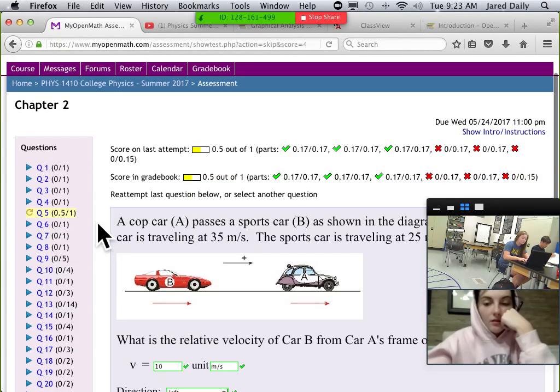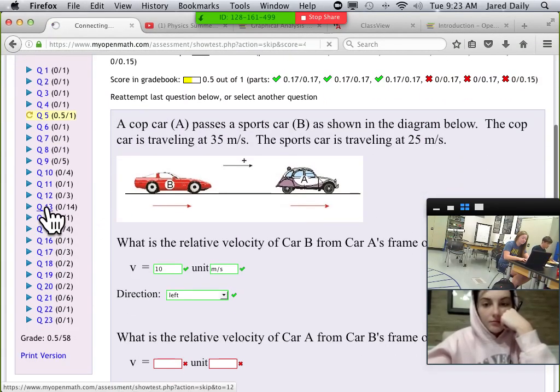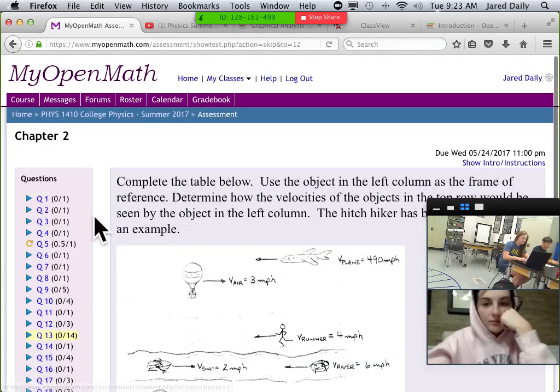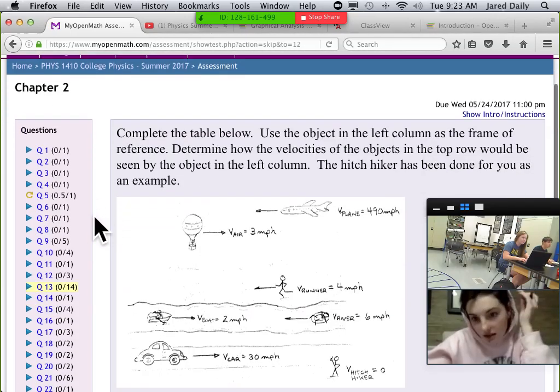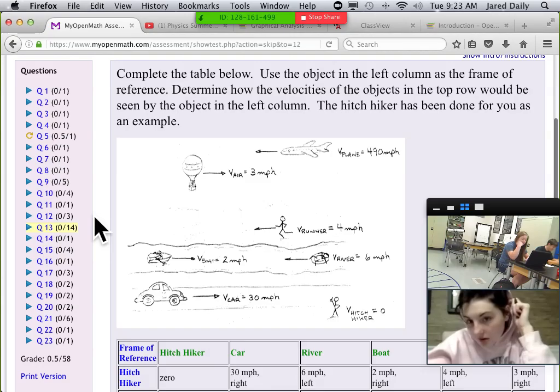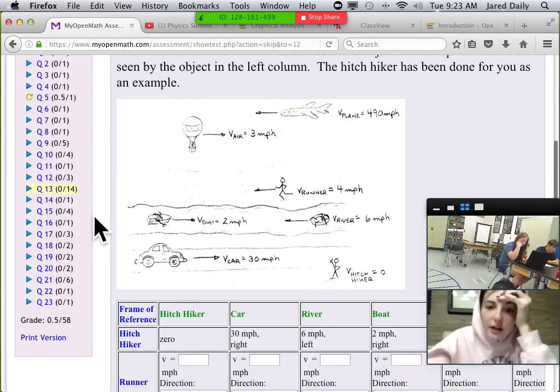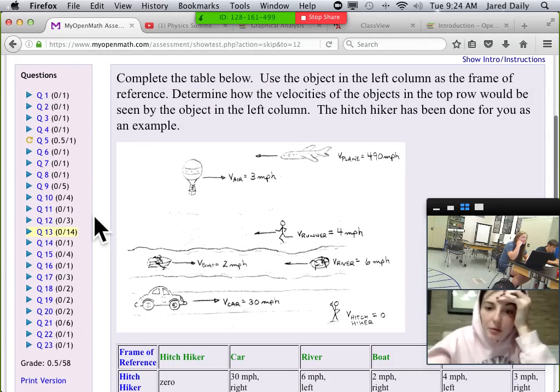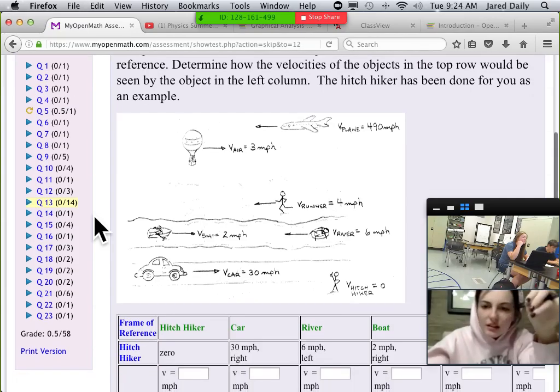Okay, did you have a question on 13 then as well? Yes. I got confused because I thought the frames of reference were the ones in the book, and you're supposed to go from the runner, or go from them to the runner.